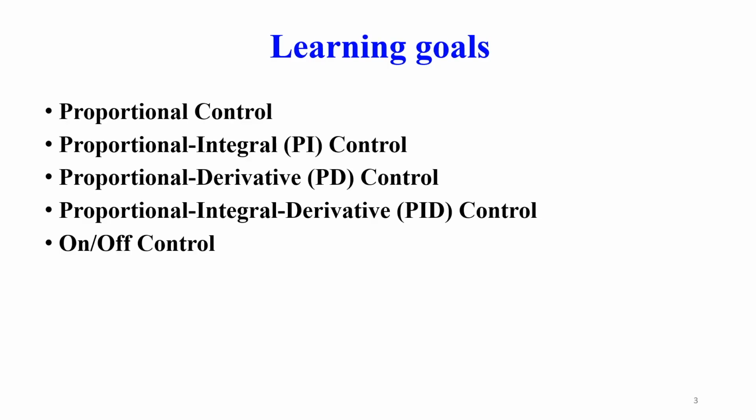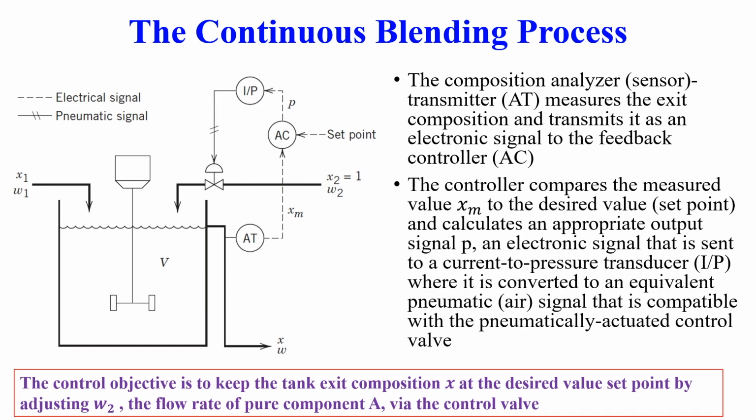So, in today's lecture, we are going to discuss the different types of controllers, starting with proportional controller, proportional integral control, proportional derivative control, and a combination of all three, proportional integral derivative control, and last we will quickly discuss on-off control. Before we go ahead, let us quickly revisit how the process control works. This was the same example which we discussed in the last lecture.